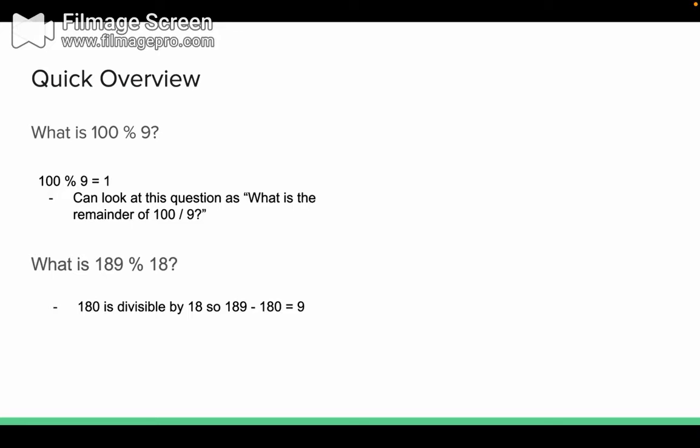So here's a quick overview. What is 100 modulus 9? That seems pretty easy. 100 modulus 9 equals 1. We can look at this question as: what is the remainder of 100 divided by 9? So let's look at what is 189 modulus 18. We know that 180 is divisible by 18, so we can go 189 minus 180 equals 9.